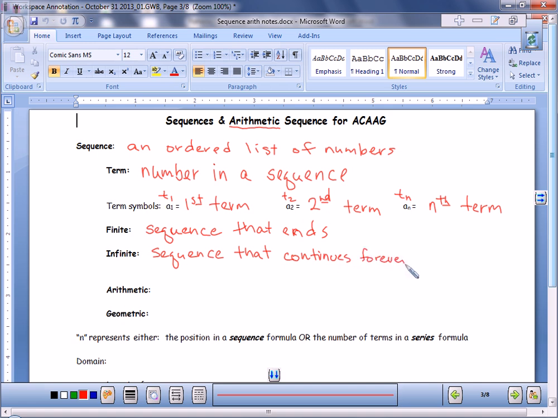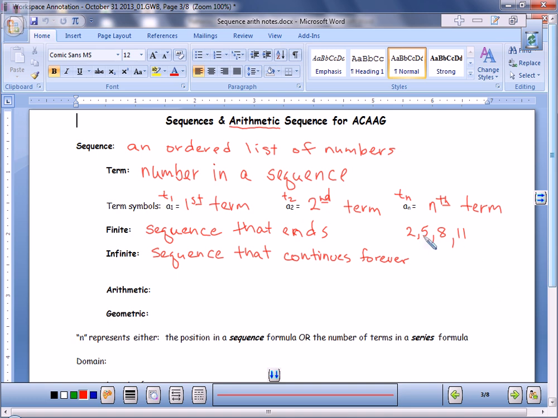Okay, so I'm just going to make up a quick sequence. Now we have a finite sequence. How many terms are there in that sequence? 4. What is t sub 2? 5. The second term is 5.